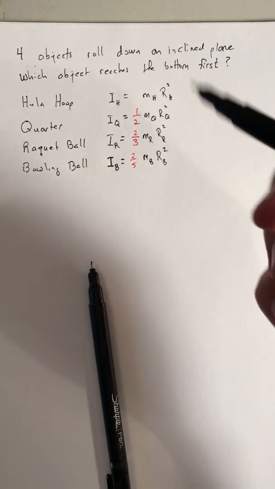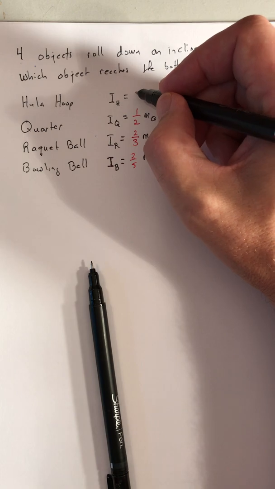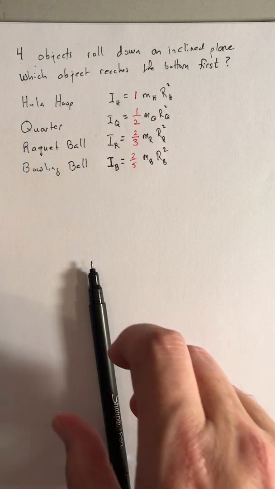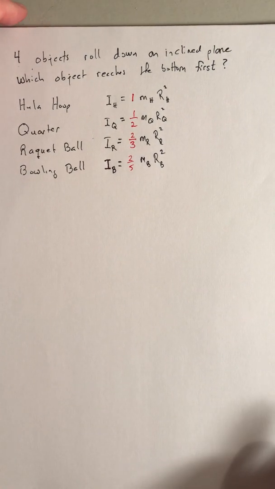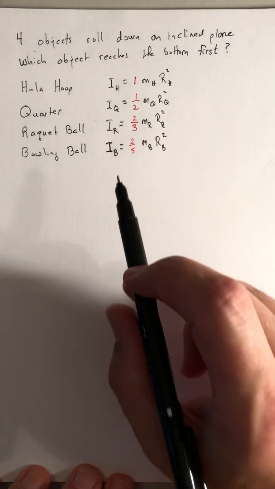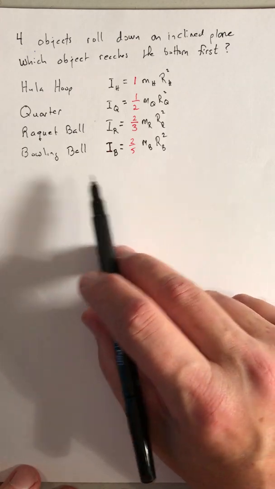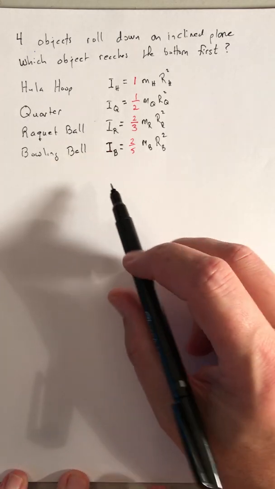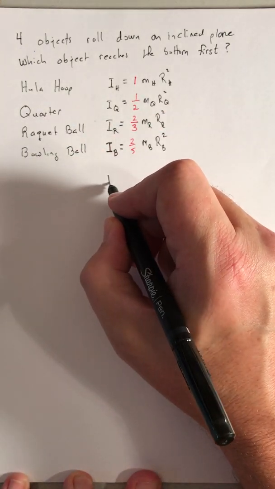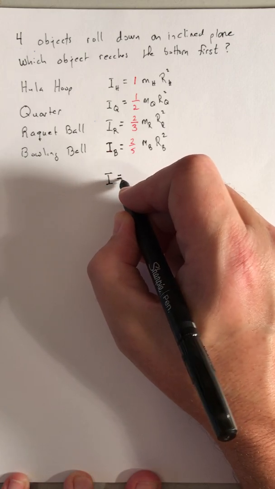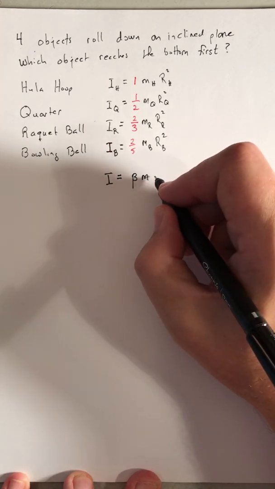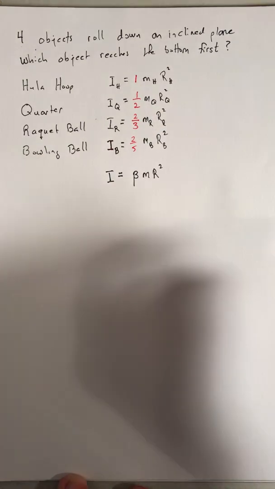And for the hoop, you can imagine it has a prefactor in here as well. It's just 1. I'm highlighting those prefactors in the formulas for the various rotational inertias because that turns out to be key for how energy is going to be shared between kinetic energy of translation and kinetic energy of rotation. So the rotational inertia for things that can roll has a generic form, where there's some prefactor beta times the mass of the object times its radius squared.